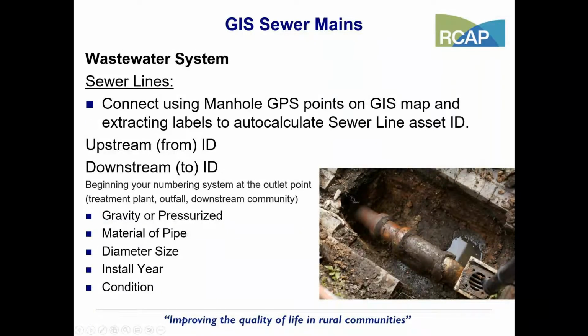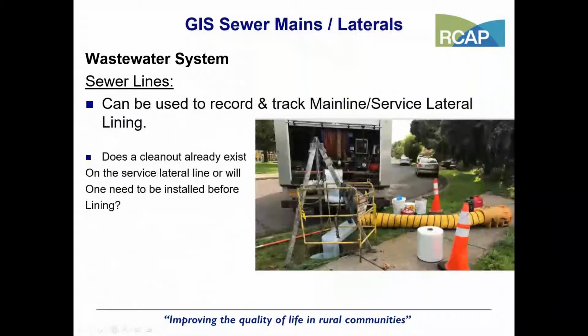But the main point is asset IDing is super useful, like getting the upstream and downstream IDs from the manholes and connecting it with the sewer pipes. We can automate that process on our end and make that asset management really strong to start off with that asset IDing if you have a GIS system.